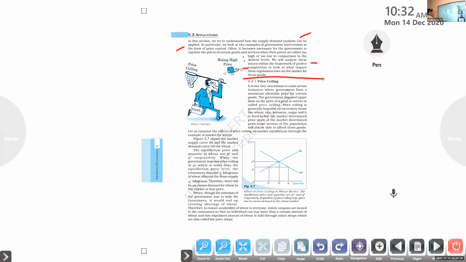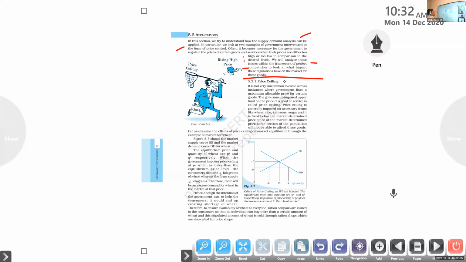First of all, it is a price ceiling, fixing the price. No producer is able to sell more than that price. So price is fixed. Whatever may be the cost of production, the price is fixed. No one is able to sell more than that particular price set by the government.